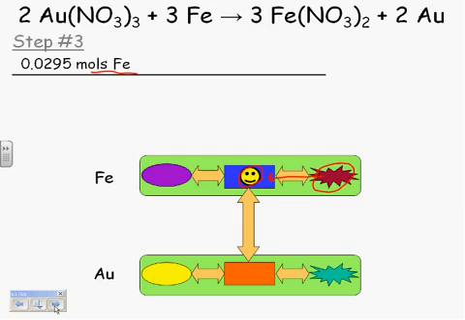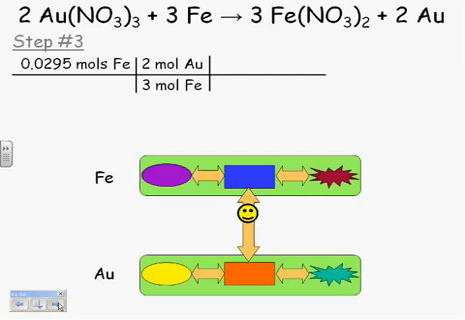So I'm in moles of iron, and when I want to go into moles of gold, I know that I have a 3-to-2 mole ratio. For every 3 moles of iron, I have 2 moles of gold. So that gets me across the mole ratio bridge. Now we are into moles of gold.